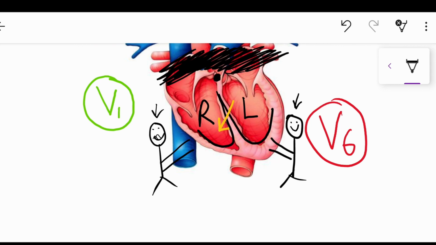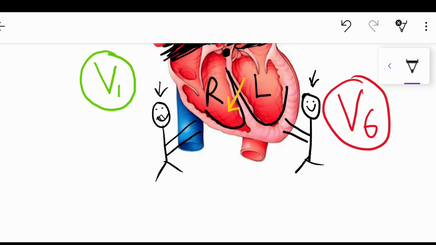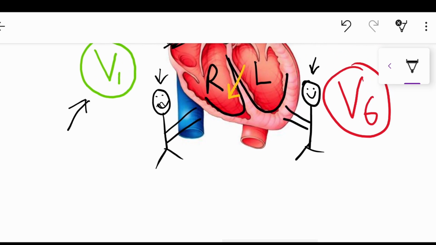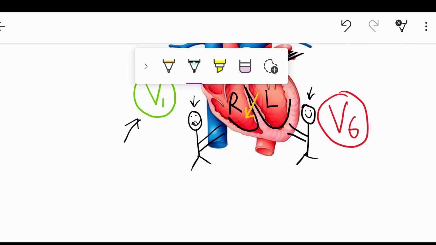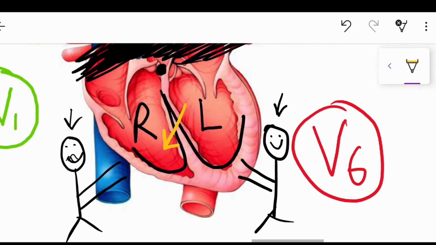So let's just focus on the right bundle branch block. Let's look at it from the perspective of V1. This is what happens in right bundle branch block. We have a normal septal depolarization. Then the wave will travel towards the left only. Why? Because the right one is offline. It's delayed. It's not working right now. So this bundle isn't working. This one is working though.